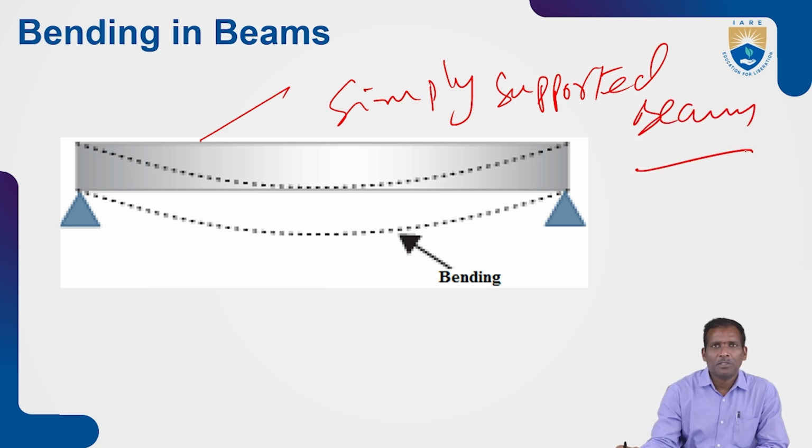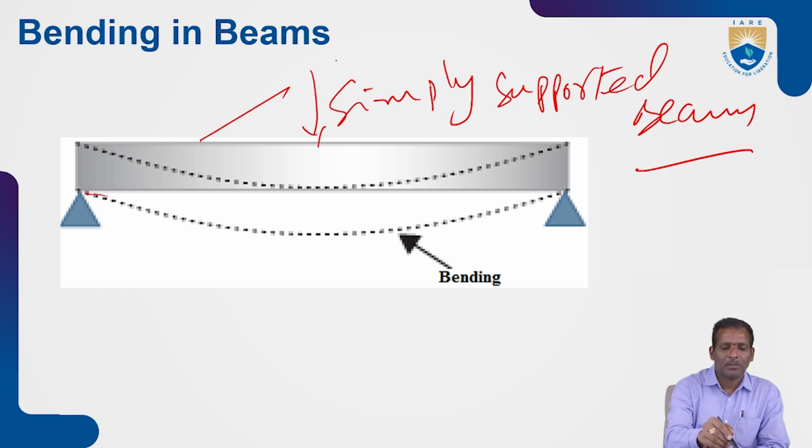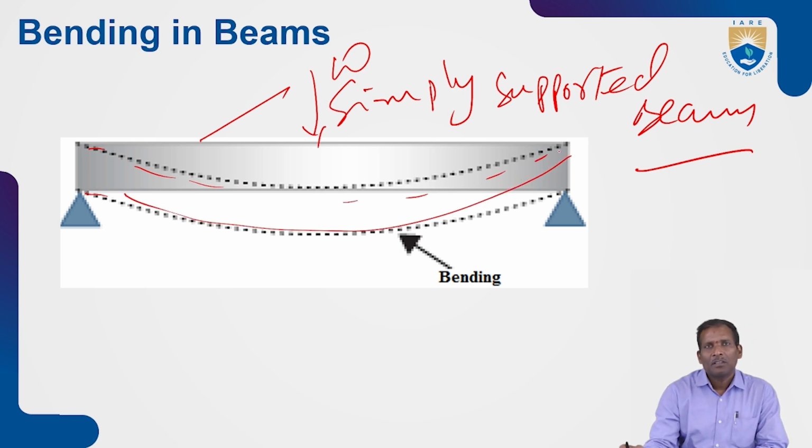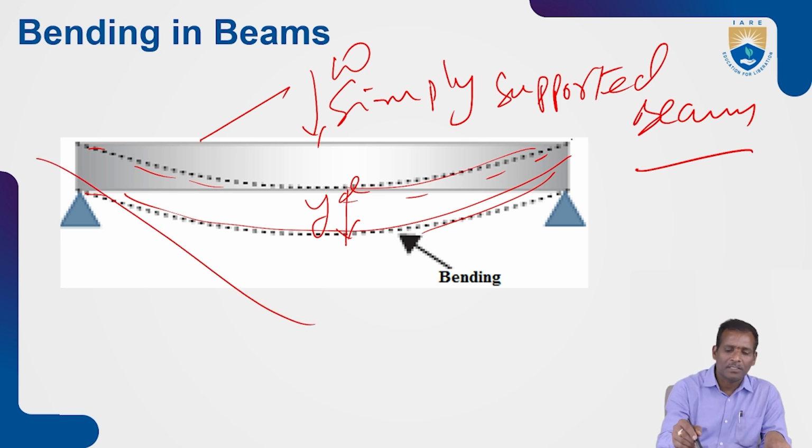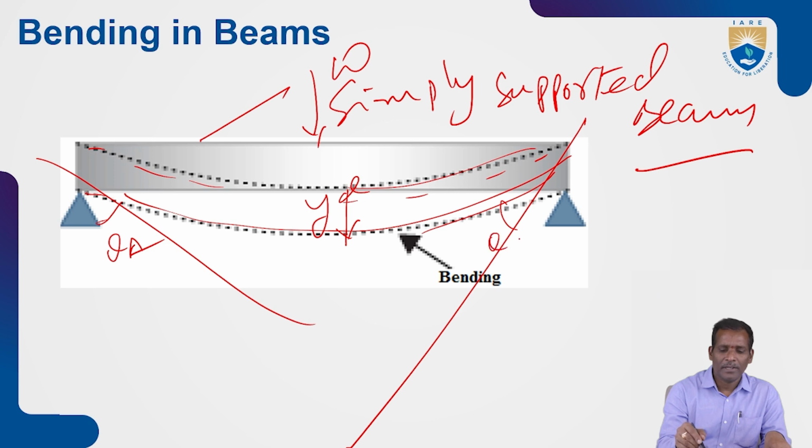In a simply supported beam, suppose a load is acting at its center; after applying the load, it bends like this. This phenomenon is known as bending in beams. We have already discussed this in deflection of beams: how much the beam is deflected, and how much this angle is twisted. So what is the slope, theta A and theta B.